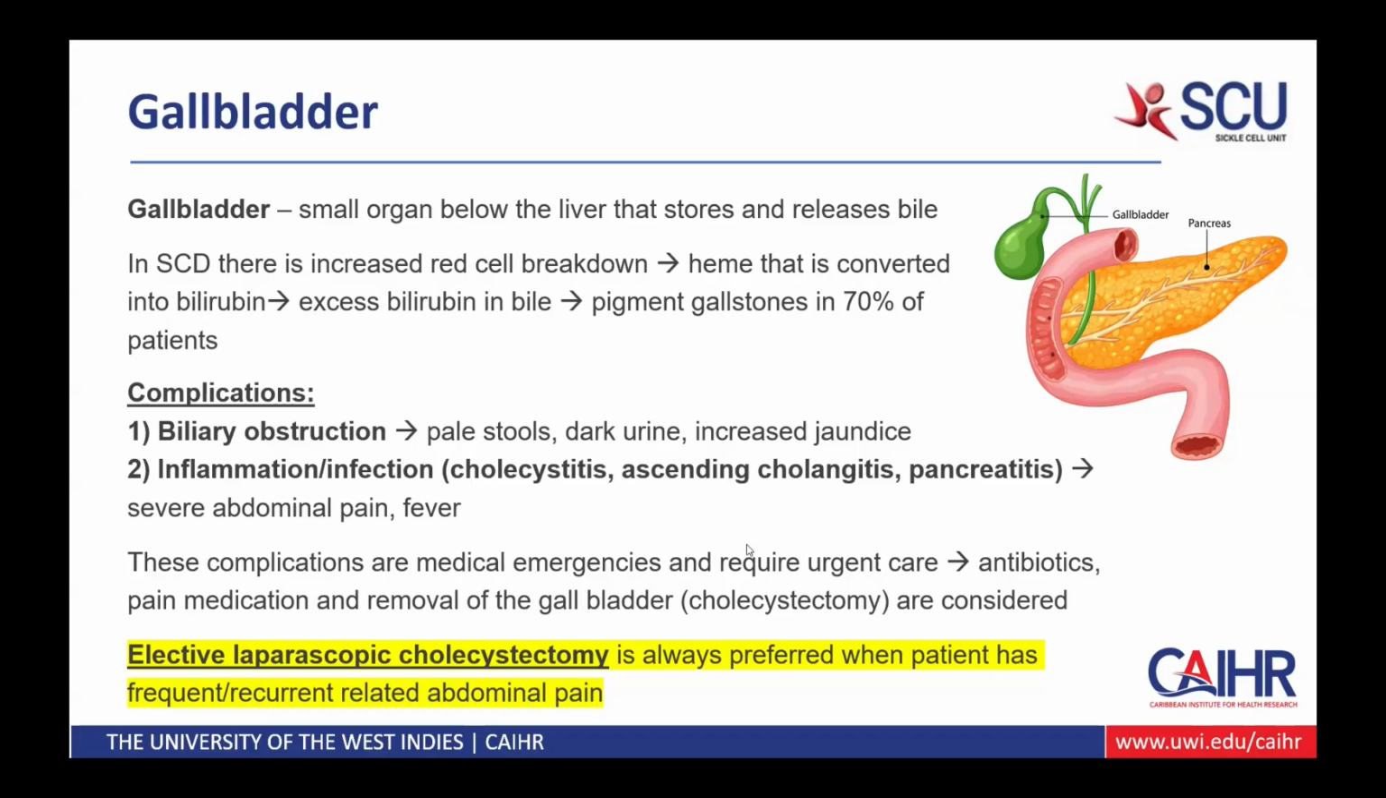You can also get infections and inflammation forming, not only in the gallbladder, but it can go up in the whole tract or go down. So you can have it going up towards the liver. You can have it going down towards the pancreas. And those can also be very severe complications. So you can have severe abdominal pain and fever in those cases.